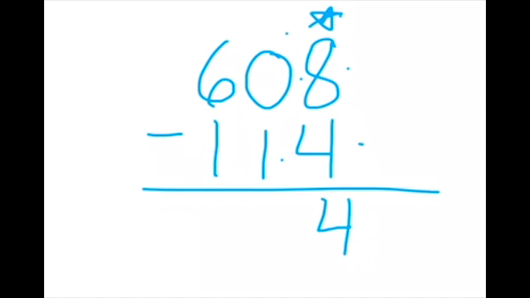There's more on the floor, so I got to go next door and get some more. Take 1 from the 6 and make it a 5. And now that we took 1 from the 6, that's a 10. And then I can do 10 minus 1 is 9. And then we have 5 minus 1, and that's 4. So I should have 494.